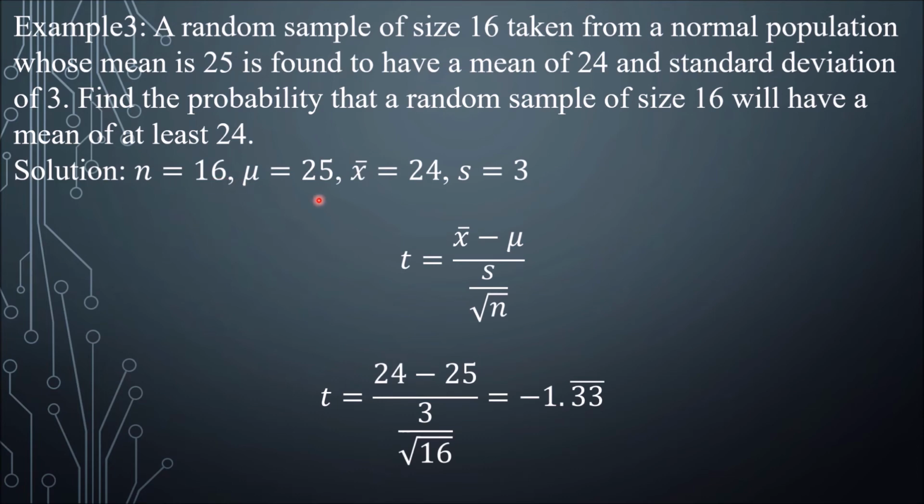So n is equal to 16 and it's less than 30, therefore we'll be using the t-distribution. Population mean is 25, sample mean is 24, and sample standard deviation is 3. Using these, the sample mean of 24 can be converted to a t-score of negative 1.33. So again, the sample mean of 24 is equivalent to a t-score of negative 1.33.